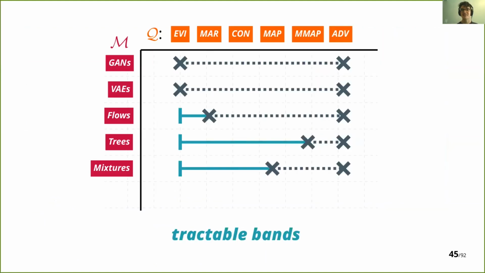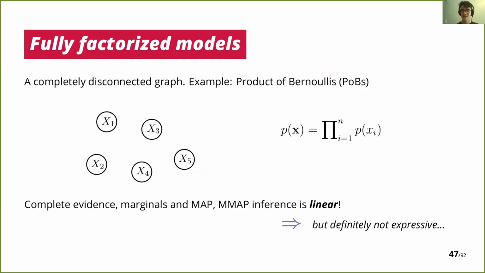But the fact is that all the model classes we've seen so far are not able to solve this umbrella query class that I call ADV, advanced queries, right? So this really lets us think: is that the best we can do? What if I tell you there is a model class that is able to solve all of this? Well, there is. This class is fully factorized models.